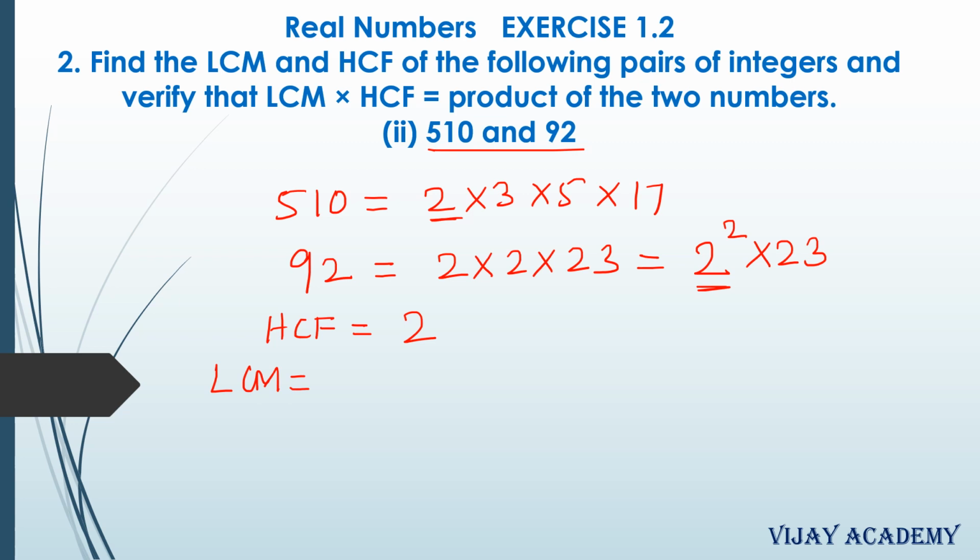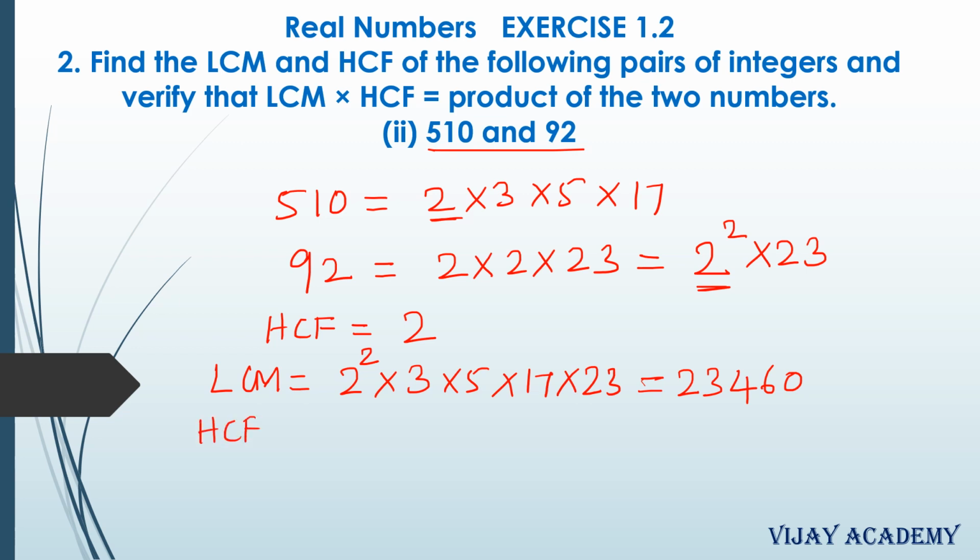Now let us find the LCM. LCM is the product of all factors, so let me write all the factors present here, that is 2, 3, 5, 17 and 23, with their highest powers. Each of 3, 5, 17 and 23 has the highest power 1 itself, whereas 2 has the highest power 2. So we write 2 squared and multiply all these numbers. We get the LCM 23460.